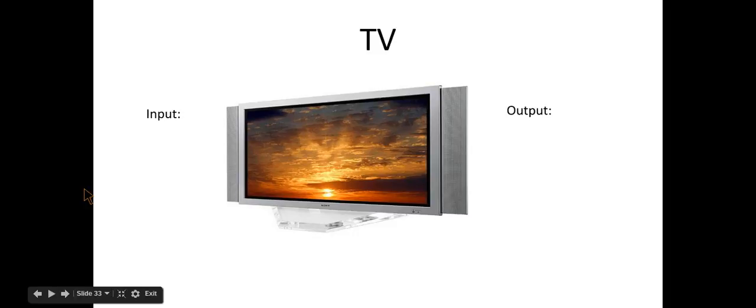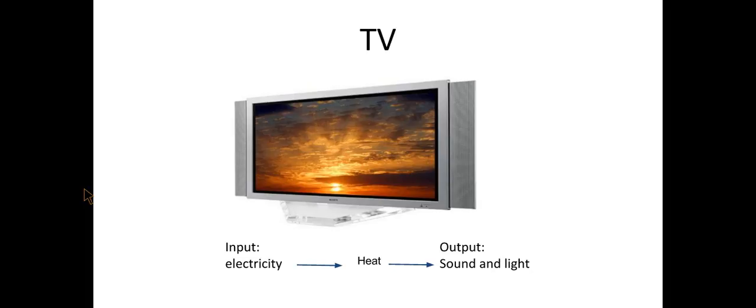A television set. I want you to think of the input. What does it take to make it work? What comes out? If you said electricity is the input, the output is sound and light. These are both the useful energies because the TV is not useful if you don't hear it. And also, the light component is what actually produces the picture. But again, if you put your hand behind a TV, it will be warm. So heat is also a byproduct of this transformation.